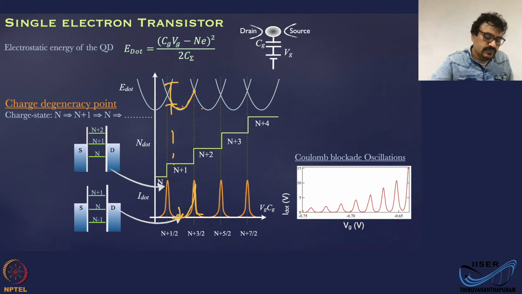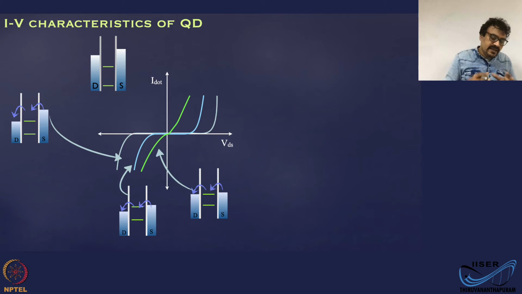Now let's look at the IV characteristics that we discussed in the previous slide in a little bit more detail. And we are interested in what happens to the IV characteristics when we vary the gate voltage. Okay. So this broad IV characteristic, the one with the large current blockade region here, is what we discussed. Okay.